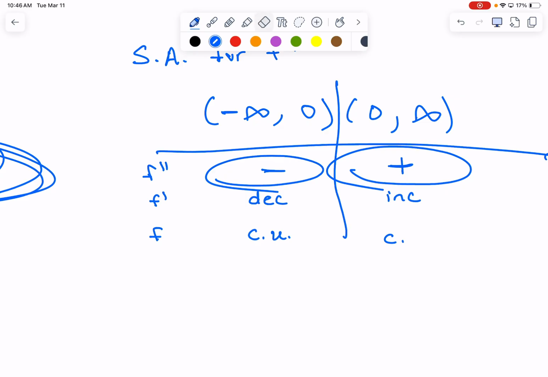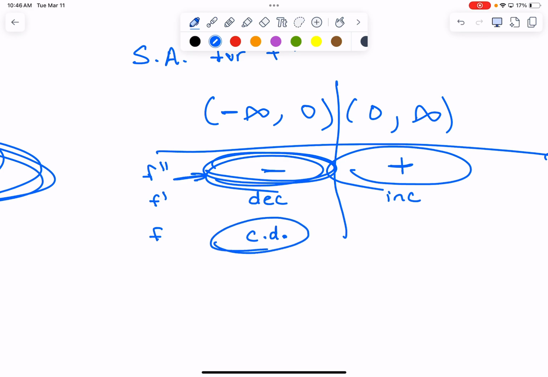Sorry, I got that backwards. Why did I write it that way? Did I say it right? No, you said it wrong. Okay, sorry. I can run the tape back. Where the second derivative is negative is where it's concave down. I was just testing y'all. Okay, and where the second derivative is positive is where it's concave what? Up.